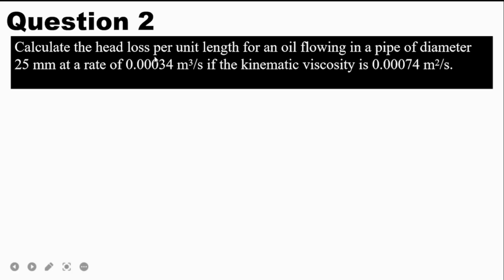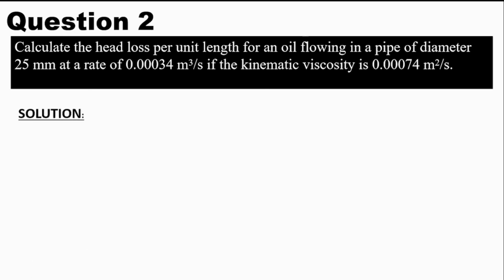Calculate the head loss per unit length for an oil flowing in a pipe of diameter 25 millimeters at a rate of 0.00034 meters cubed per second if the kinematic viscosity is 0.00074 meters squared per second.